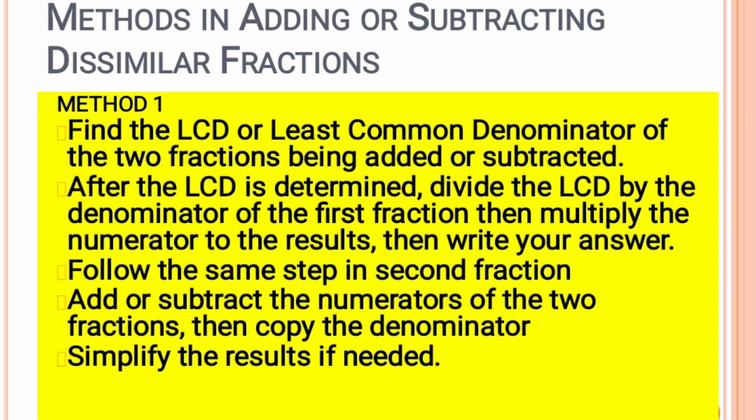The first step is to find the LCD, or the least common denominator, of the two fractions being added or subtracted. After the LCD is determined, divide the LCD by the denominator of the first fraction, then multiply the numerator by the result, then write your answer. Follow the same step for the second fraction. Subtract or add the numerators of the two fractions, then copy the denominator. Simplify the result if needed.